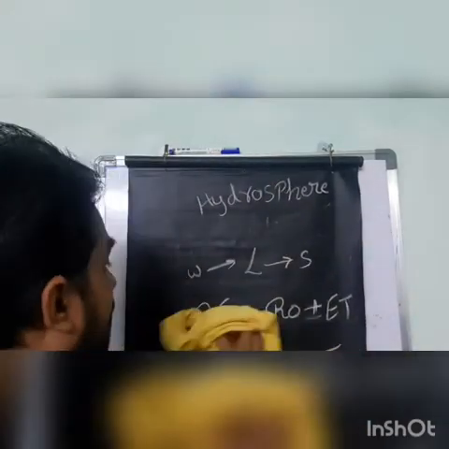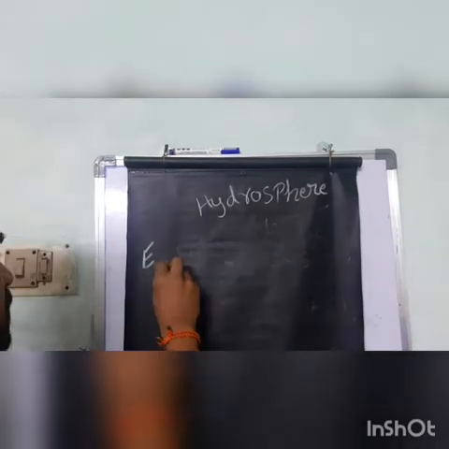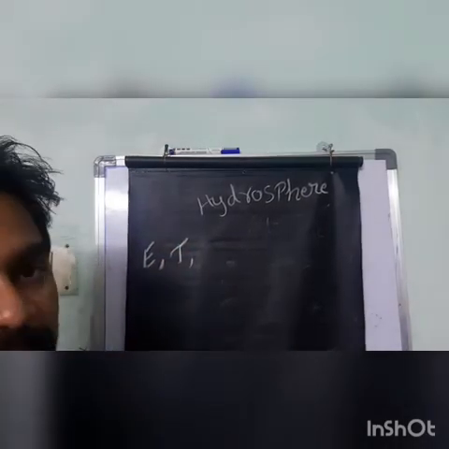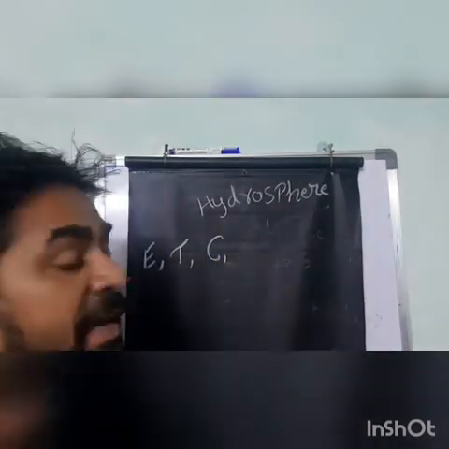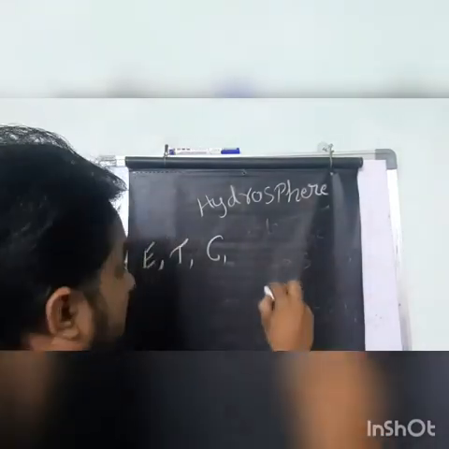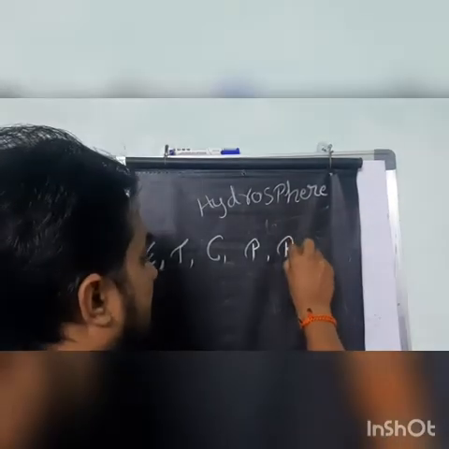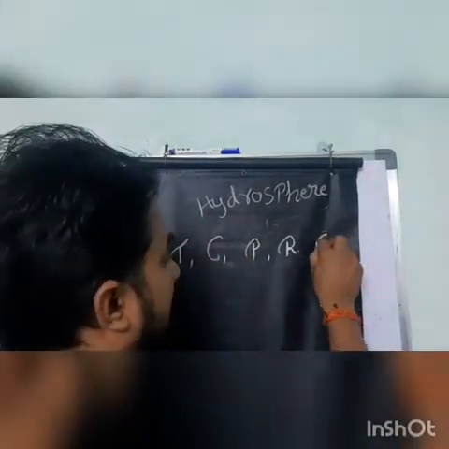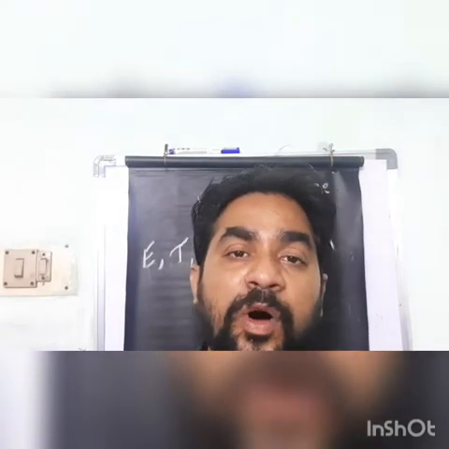And this hydrological cycle has 6 stages: evaporation, transportation, condensation, precipitation, runoff, and groundwater. So there are 6 stages of the hydrological cycle, also called the water cycle.